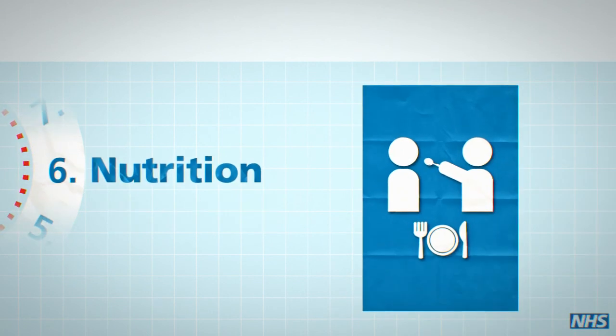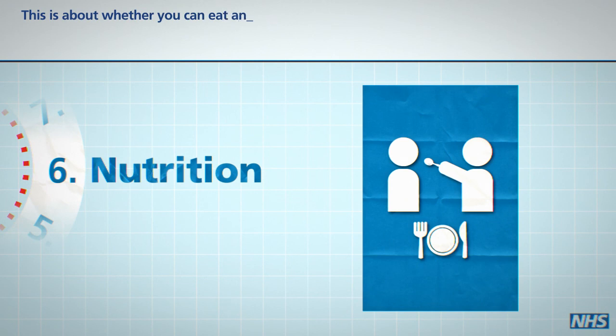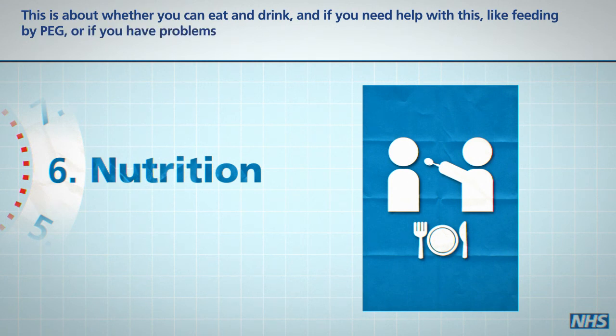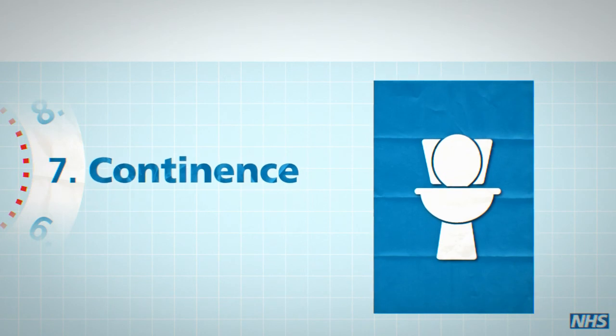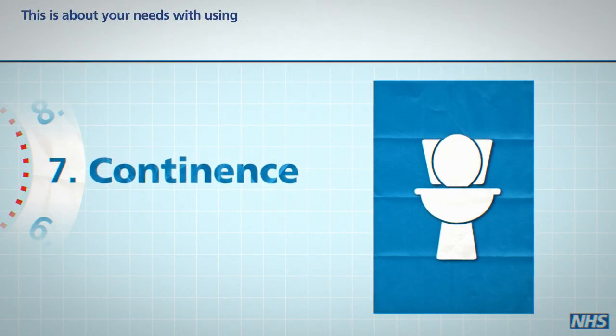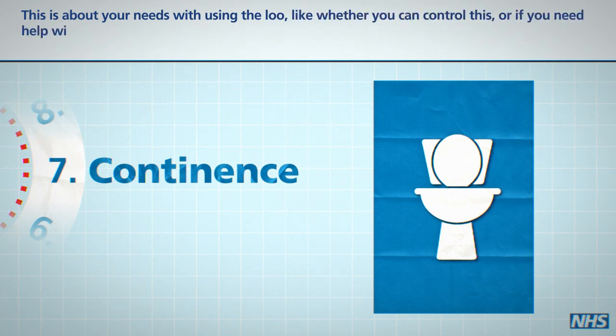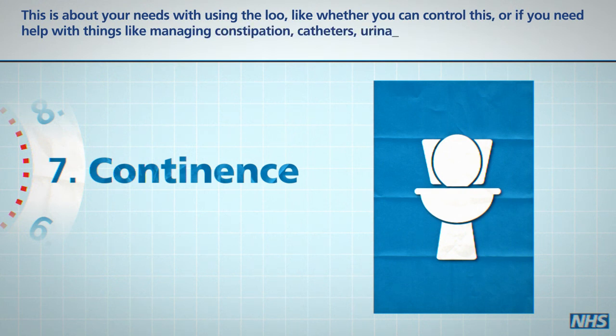6. Nutrition. This is about whether you can eat and drink, and if you need help with this, like feeding by peg, or if you have problems swallowing, like dysphagia. 7. Continence. This is about your needs with using the loo, like whether you can control this, or if you need help with things like managing constipation, catheters, urinary tract infections, and so on.